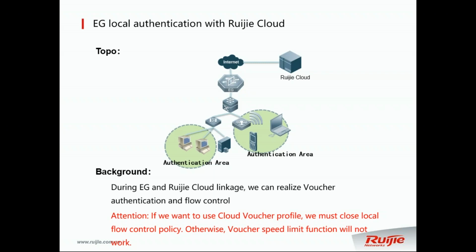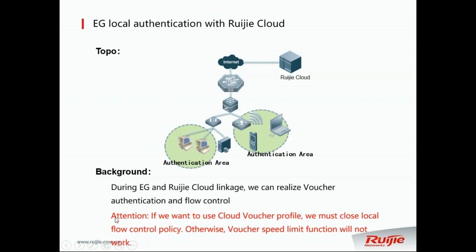We have two authentication areas. And the background is that during the EG and Ruijie cloud linkage, we can realize virtual authentication and flow control. Before it, we normally suggest you add the EG to the cloud. In the cloud group, you can add the EG device just like the other APs, so that it is online and the cloud can find it.